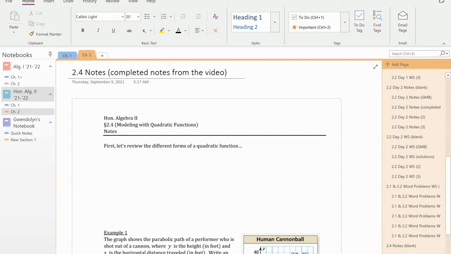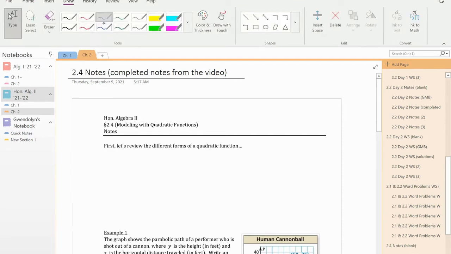We've got vertex form, which looks like this, where A can't be 0, and then (h, k) is the vertex. We've got standard form, and we've got intercept form, where p and q are the x-intercepts. This is the gold standard.